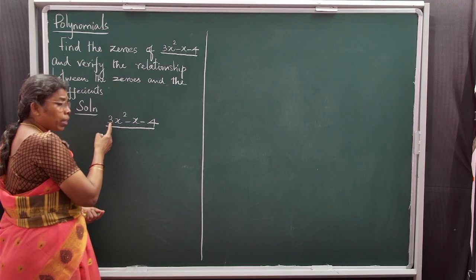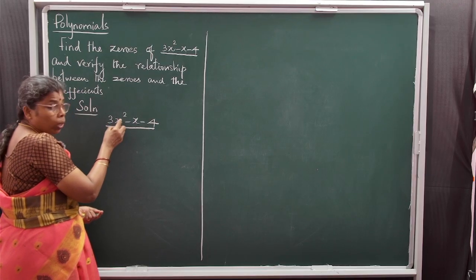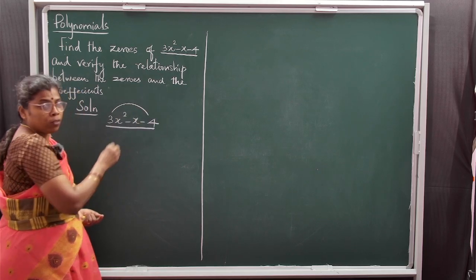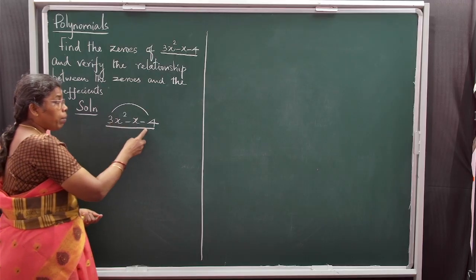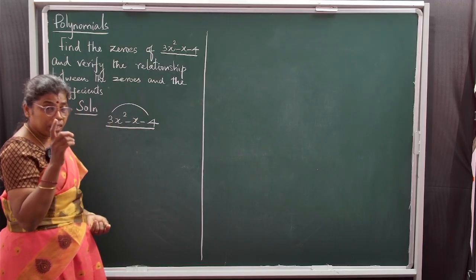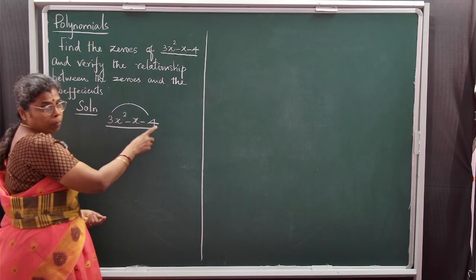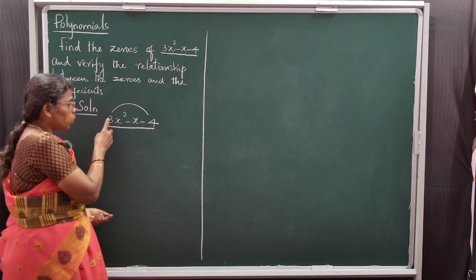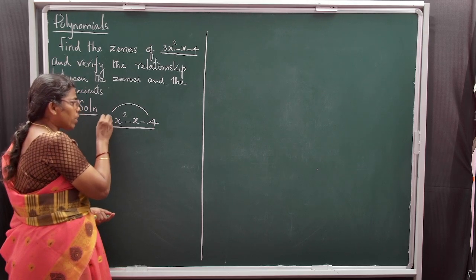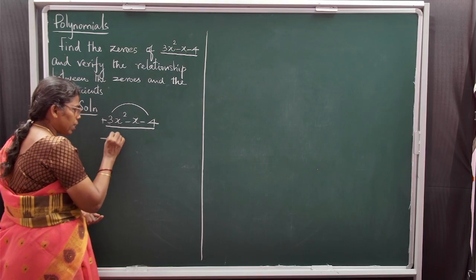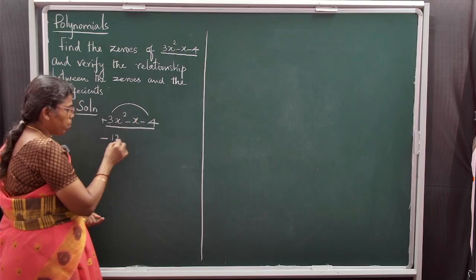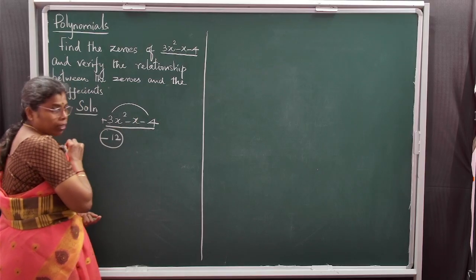Since there is a number next to x squared, that is, the coefficient of x squared is 3, first I should multiply 3 and 4. Whenever I multiply, first I should multiply the sign, then only I should multiply the number. Actually here there is no sign. No sign means that is plus. So plus into minus is minus, 3 into 4 is 12. So first I multiplied 3 and minus 4, put it inside the circle.